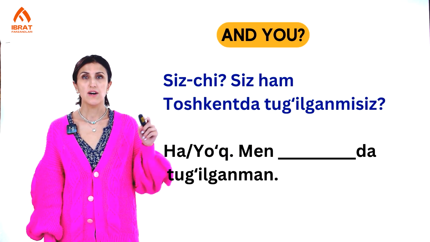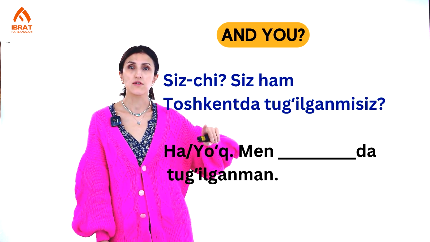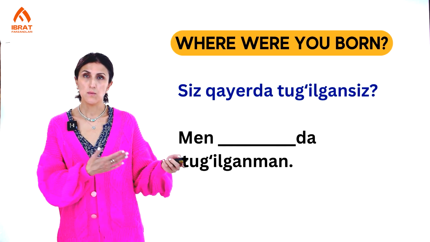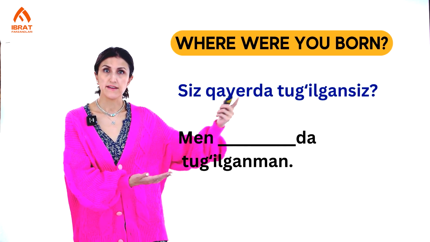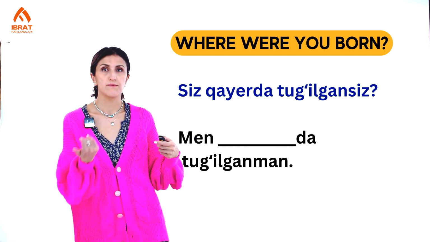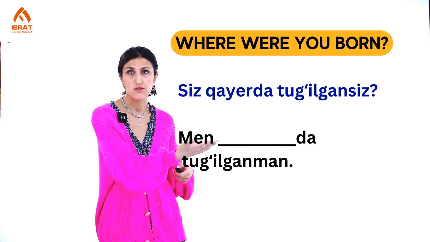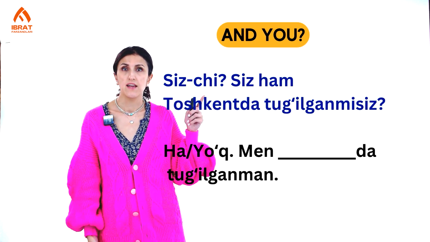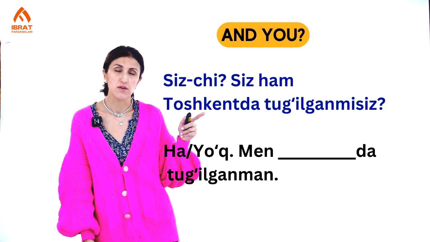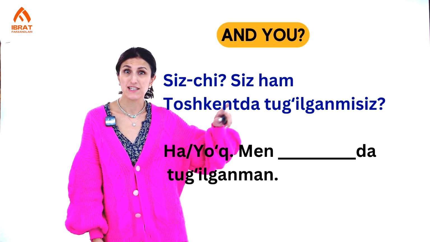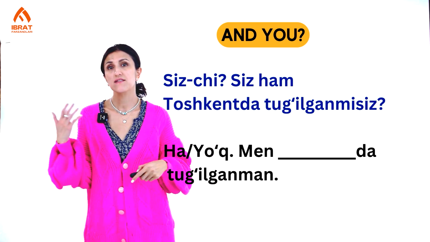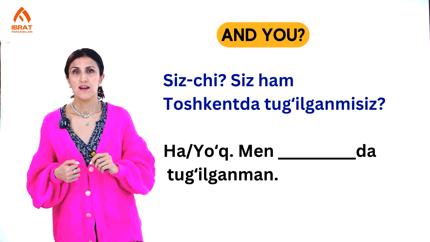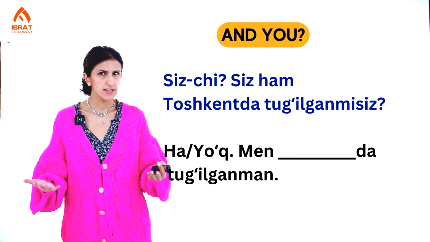Sizchi? Now, I wrote here, siz ham Toshkentda tug'ilganmisiz? And it works if someone was born in Tashkent, qayerda tug'ilgansiz? Where were you born? I was born in Tashkent. Men Toshkentda tug'ilganman. Then if I'm saying I was born in Tashkent, I could ask, sizchi, what about you? Were you born in Tashkent too? Ham is too. Siz ham Toshkentda tug'ilganmisiz? What about you? Were you born in Tashkent too?